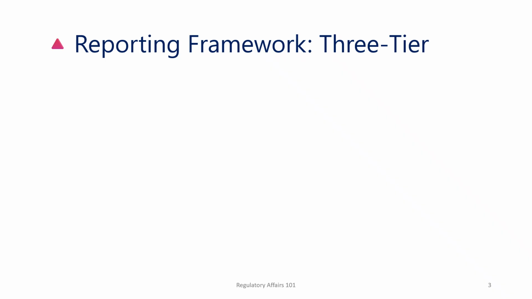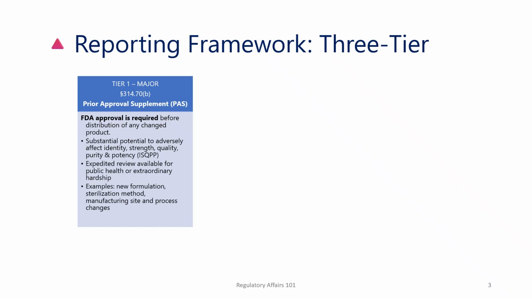FDA uses a three-tier system for post-approval changes. Tier 1, major changes, prior approval supplement, PAS. These changes have substantial potential to affect ISQPP. FDA approval is required before distribution.